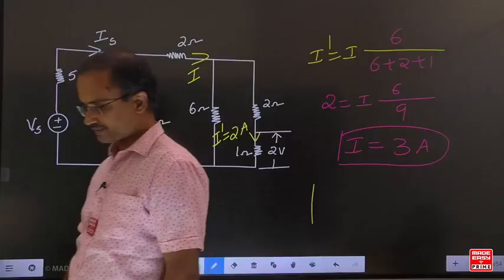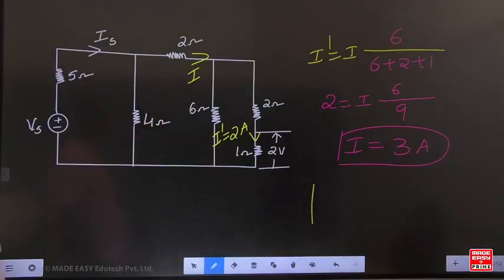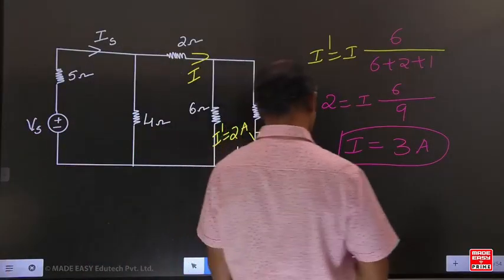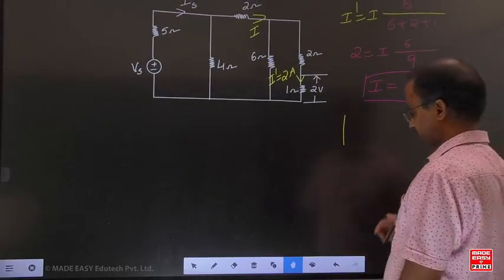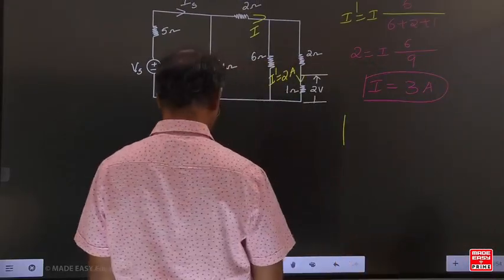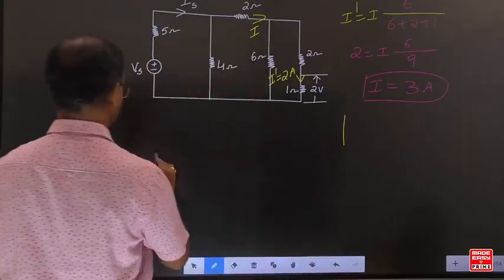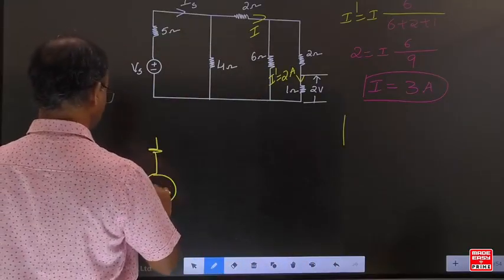Check, I equals 3 amperes. We simply apply the current division technique. Okay, now you have the I value. This I value is down. To understand more easily, can you develop the simplified figure for this one?